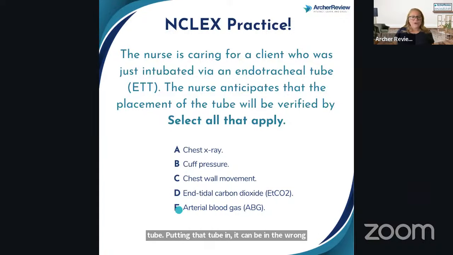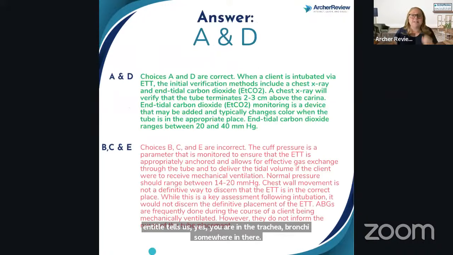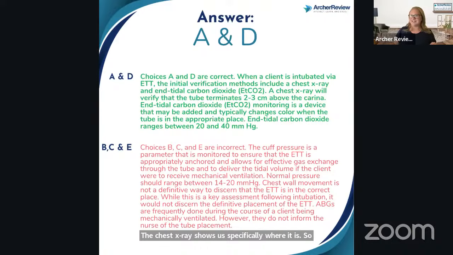And then same with an ABG. We're not going to see ABG changes that quickly, right? Hopefully they're going to have better oxygenation and a good ABG once they're intubated, but immediately to verify placement, this tells us nothing about where the tube is. The end-tidal tells us, yes, you are in the trachea, bronchi, somewhere in there. The chest x-ray shows us specifically where it is. So those are your two correct answers.